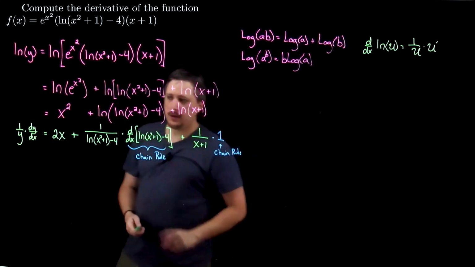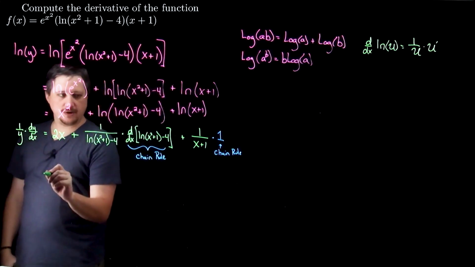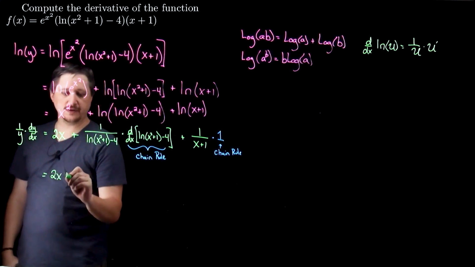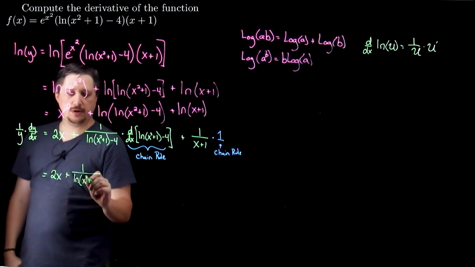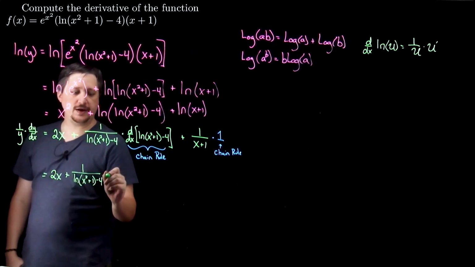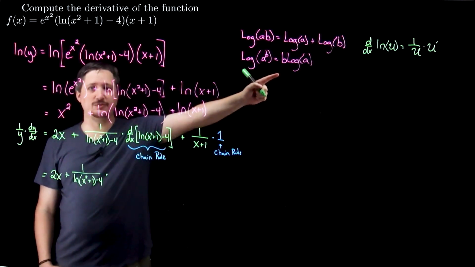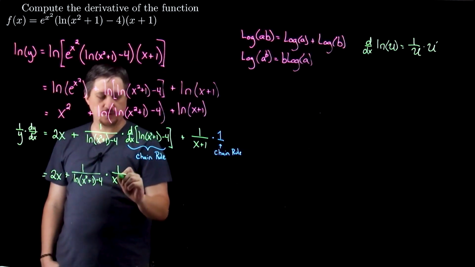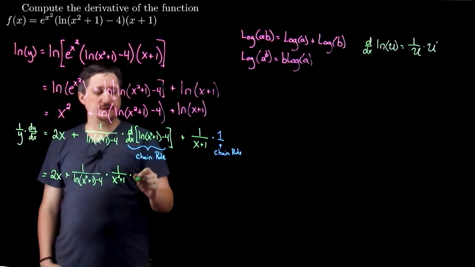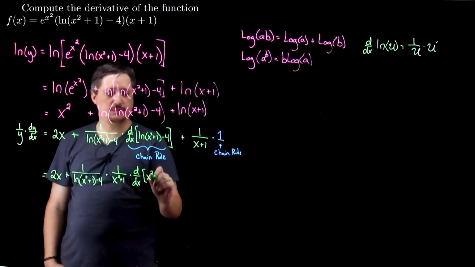Okay. But I still have stuff to do, right? I'm not done with the derivative step, so I'm going to keep going. So that's still 2x plus still 1 over that behemoth, natural log of x squared plus 1 minus 4, times. So now I need the derivative of this thing. Well, it's another derivative of natural log, right? Just like we were talking about over there. So this is 1 over that stuff, 1 over x squared plus 1, times the derivative of that stuff, the derivative with respect to x of x squared plus 1.